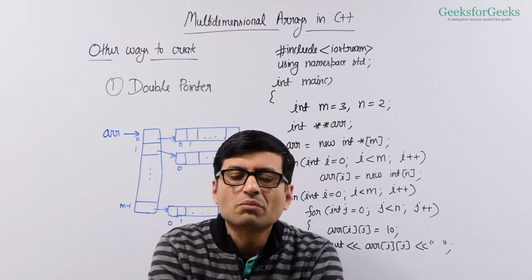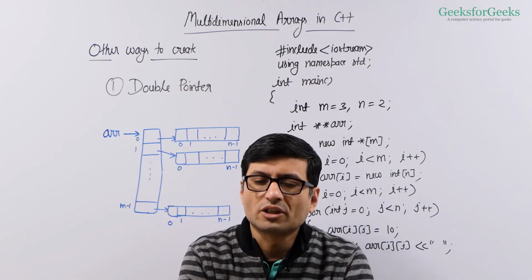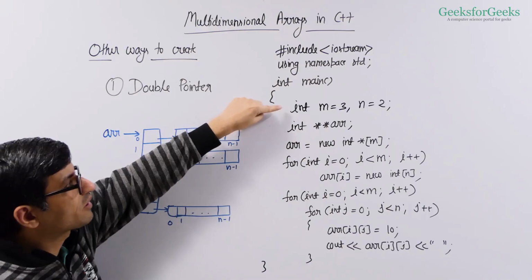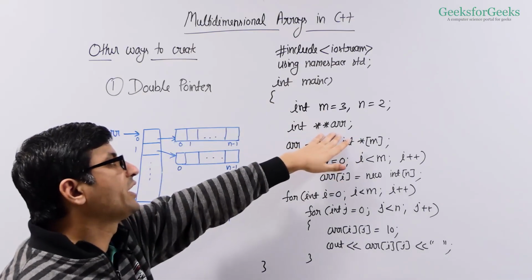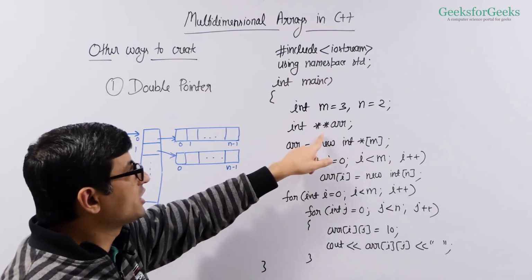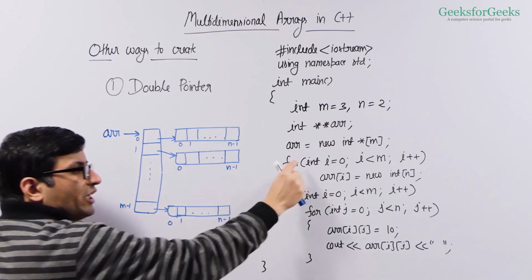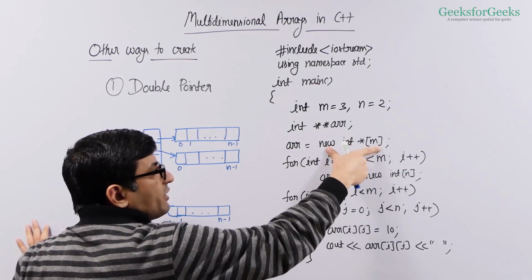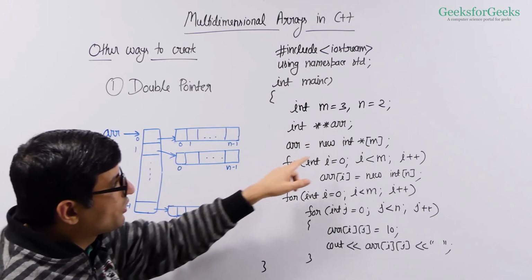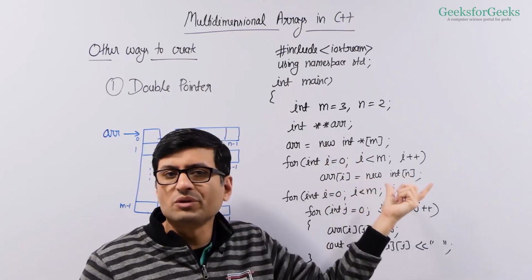Let us now talk about more ways of creating multidimensional arrays in C++. The first way is a double pointer. So here is a program. We want to create a matrix of size 3 cross 2. We create a double pointer. We call it arr, although it's a pointer. Now this double pointer is going to point to an array of pointers, right? So we create an array of pointers and make sure that we have the address of this array of pointers in this arr.